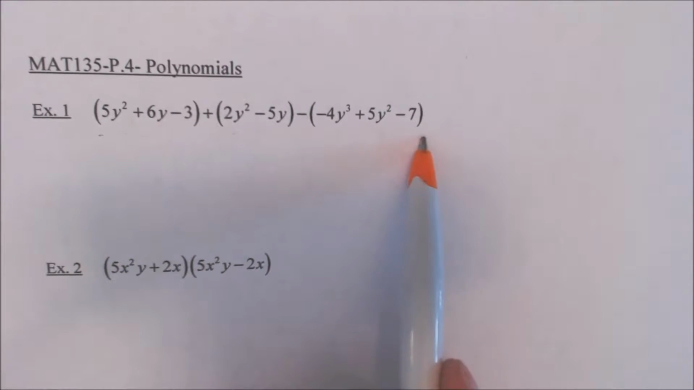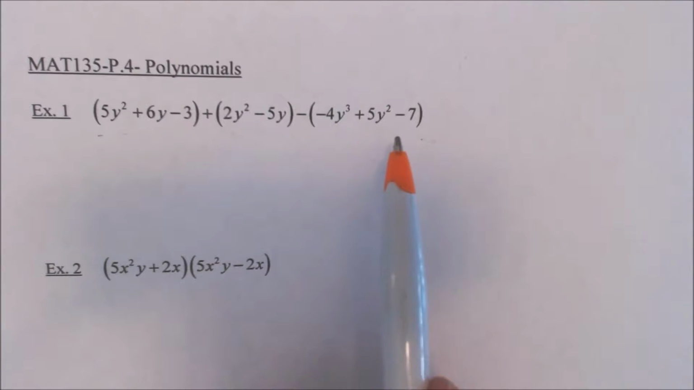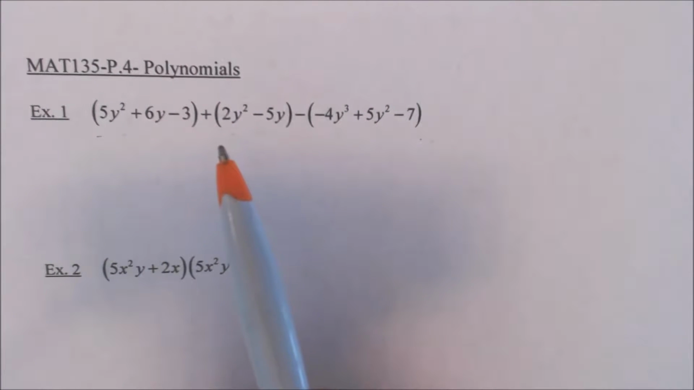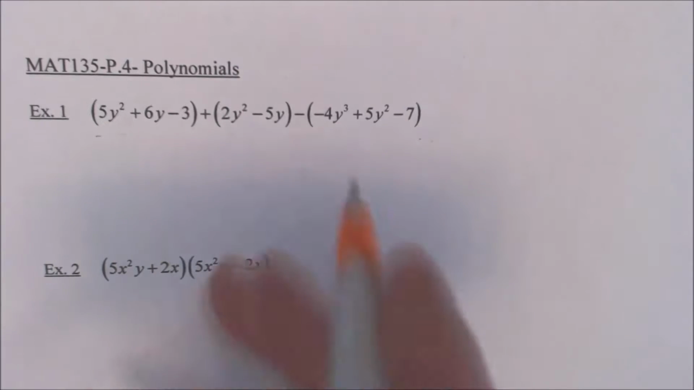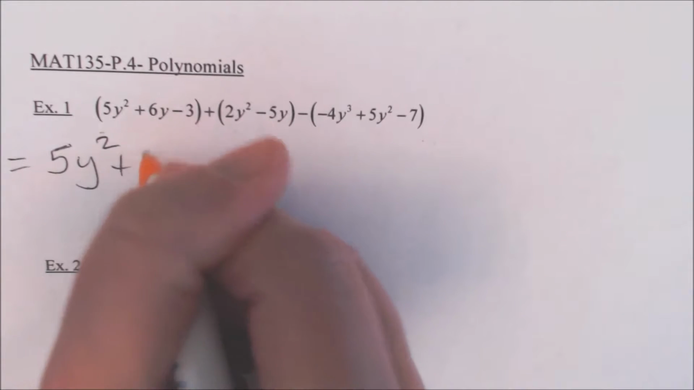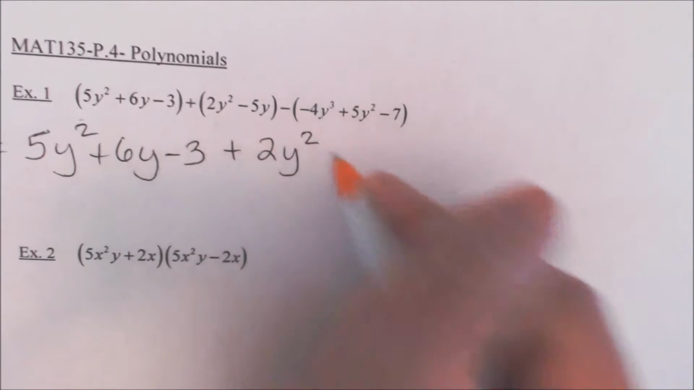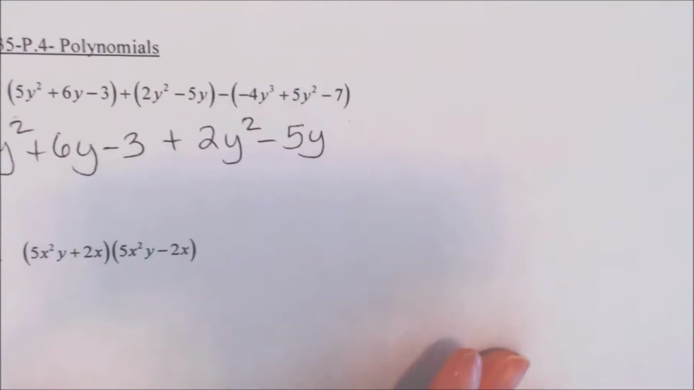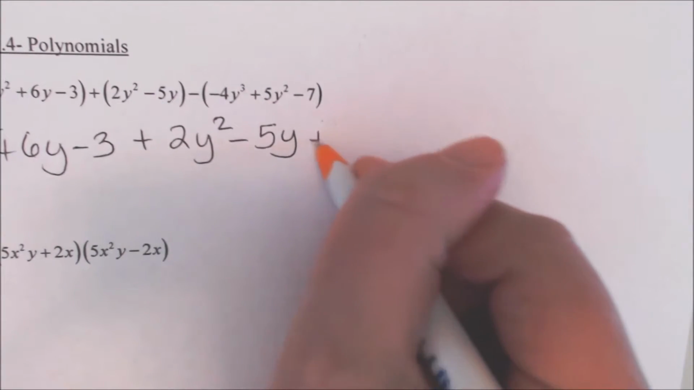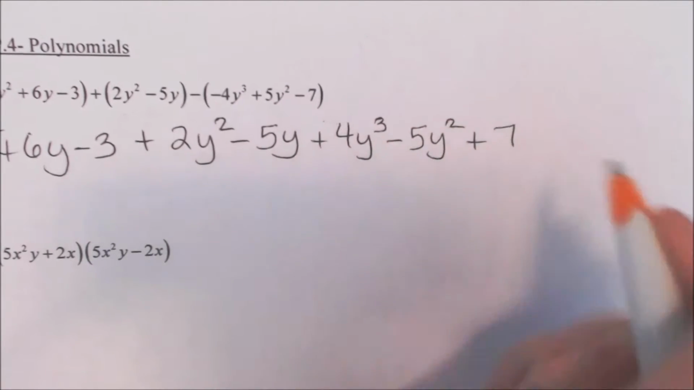Now, minus this third polynomial, and this negative sign, one thing you have to be careful of is that it has to be distributed. What I find easiest for these is just to drop the parentheses and rewrite each individual term with whatever its appropriate sign would be. So we would have 5y squared plus 6y minus 3 plus 2y squared minus 5y, and then this negative has to get distributed, so each of these changes sign. So the negative 4y cubed becomes positive 4y cubed, minus 5y squared, and then plus 7.